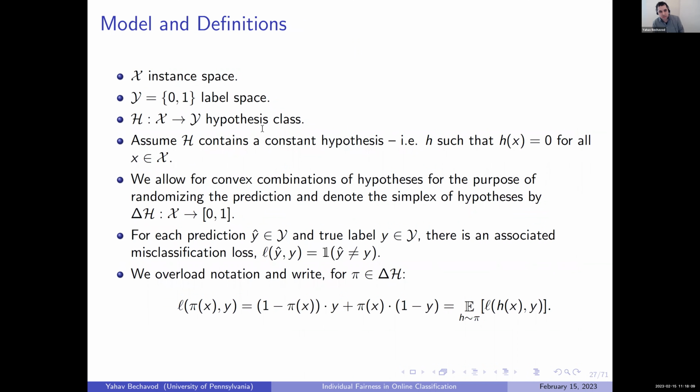So some definitions that we are going to need: X is the instance space, Y is a label space assumed to be binary, H is a class of predictors, and we assume it has a constant predictor, and we allow for convex combinations of hypotheses to be deployed, not just single ones. The misclassification loss is simply the 0-1 loss. And we have the extended version of the 0-1 loss for a convex combination, which means the expectation.